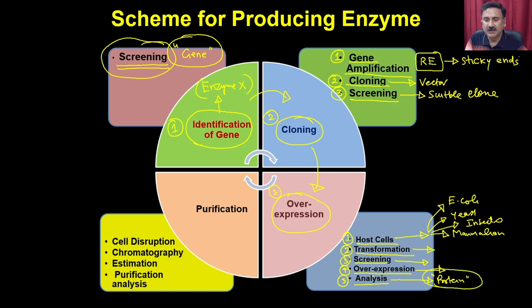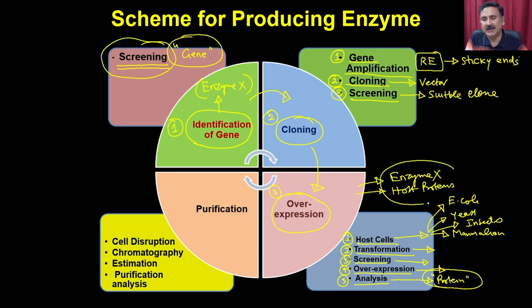Once you have confirmed that the enzyme is getting produced, you are going to make large cultures. You are going to produce a large amount of host cells, and that's how you are going to have a large amount of proteins. But these are also going to include the host proteins, right? So when you overexpress, you are going to have two proteins: the enzyme X, which is going to be in an overexpressed state, and then you also have the host proteins.